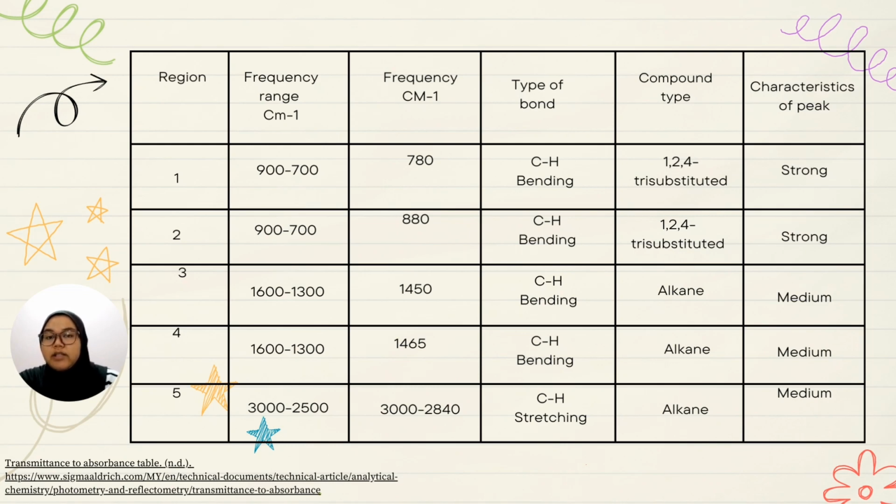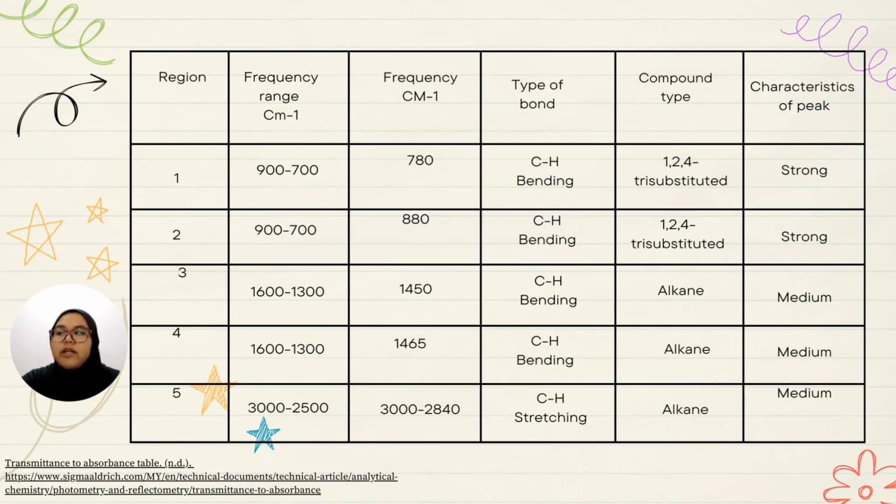So the first region is the smallest one. The frequency range is 900 to 700. So the frequency is 780. The type of bond is C single bond H bending, and the compound type is 1,2,4 tri-substituted, and the characteristic of the peak is strong. For the second one, the frequency range is still the same, 900 to 700, but the frequency is 880. So the type of bond is also the same, C single bond H bending, and the compound type is also the same, 1,2,4 tri-substituted, and the characteristic of the peak is also strong.